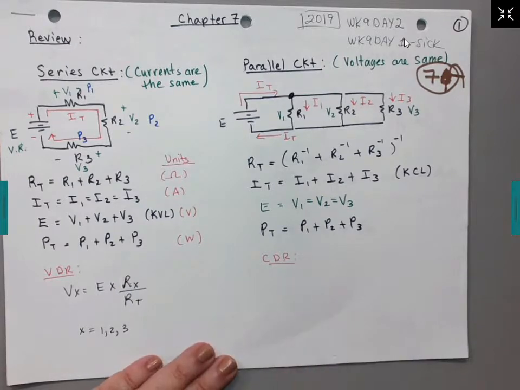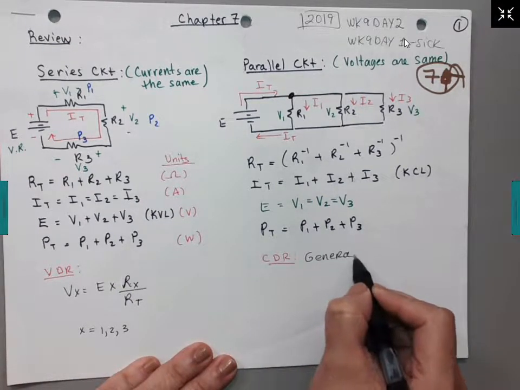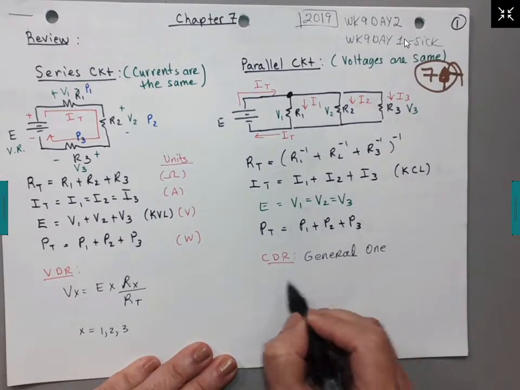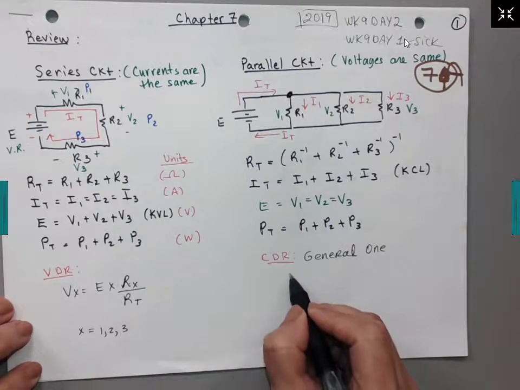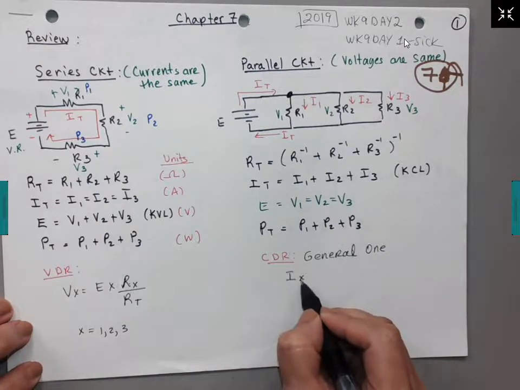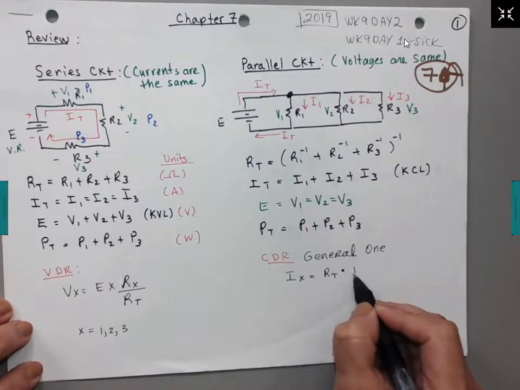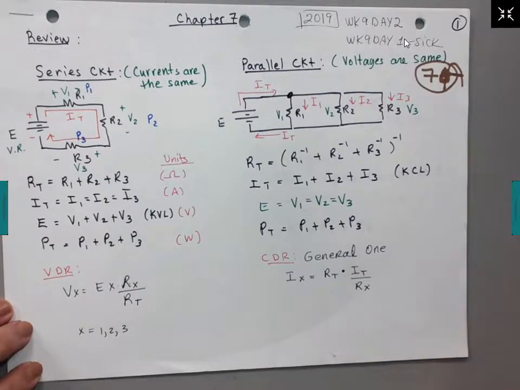This has 2 current divider rules. We're going to do just the general one. Remember, there's the general current divider rule, and there's the one for 2 branches only. All right? So it is Ix equals RT times IT over Rx. I think that's pretty good.